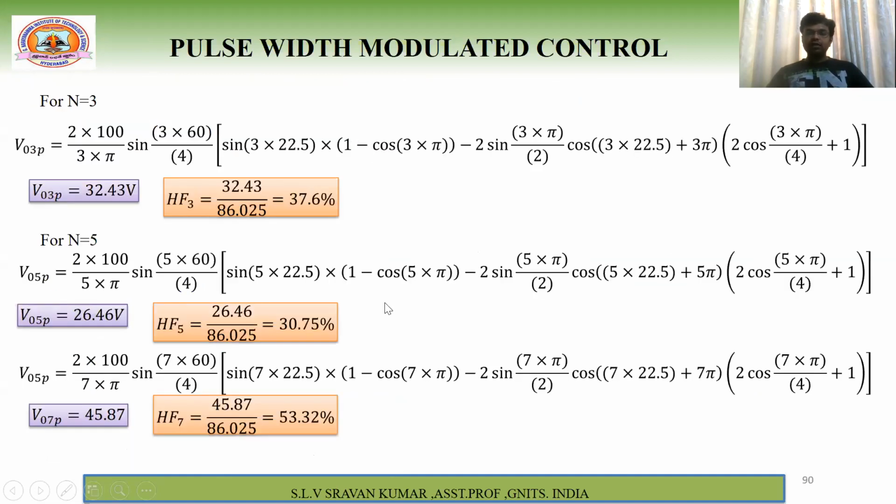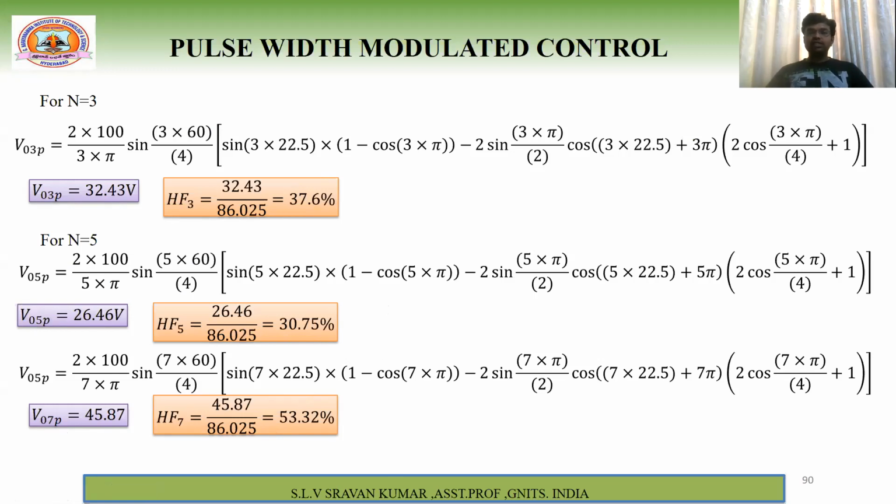Next one, V03. What is this one? 32.43. What is the harmonic factor? 37.6. But previously for two pulses, what is the harmonic factor for the third? 66.6. Similarly, this one 30.75. And what is V07P? 53.32. In case of two pulses, V07 is 14.28. But here you are getting 53.32. That is the disadvantage. Here it is reduced, but compensationally somewhere it is increasing. So that is the problem in multiple pulse width modulation.